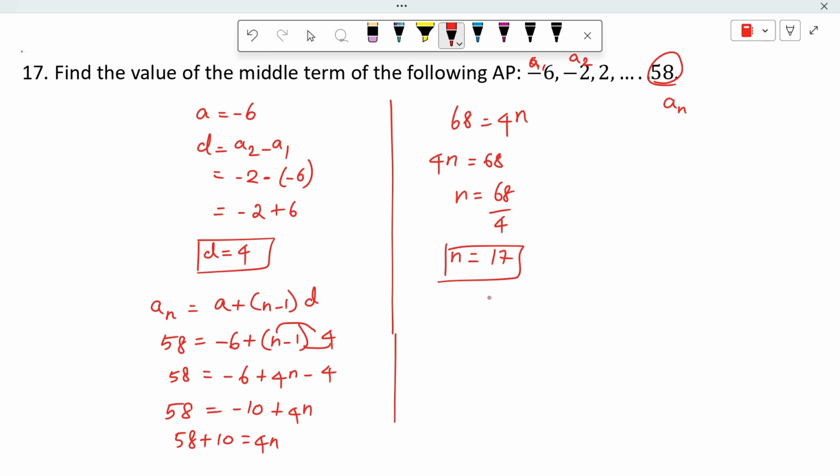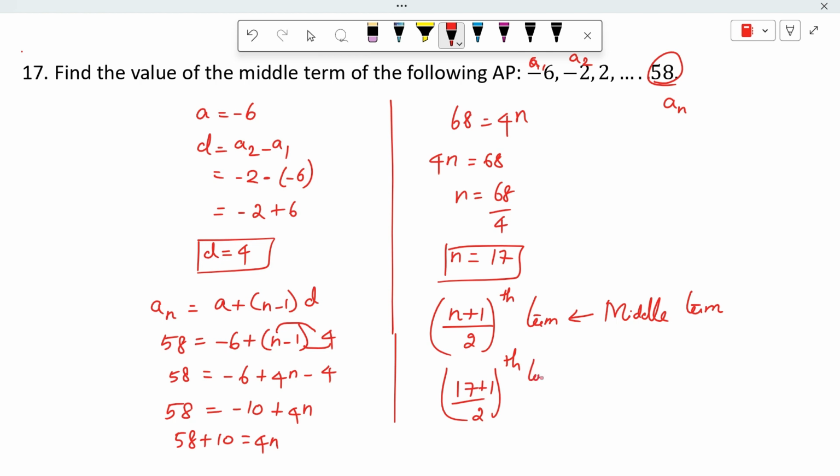In order to find the middle term, we have the formula (n plus 1) by 2. The term is going to be the middle term. So in order to find the middle term, I'm going to substitute n here. So it is (17 plus 1) by 2, that is 18 by 2, isn't it? So the ninth term is going to be the middle term.